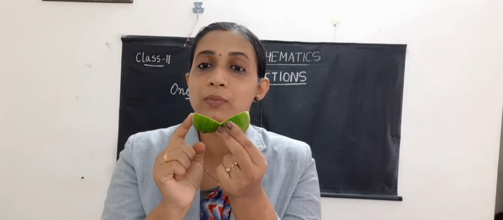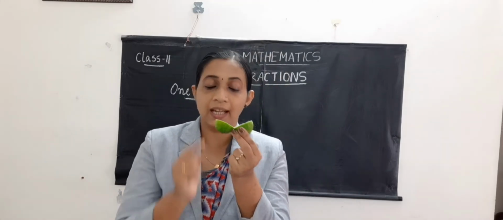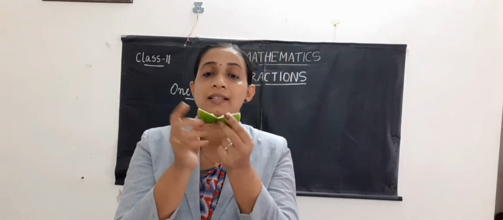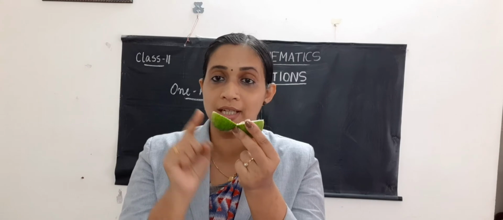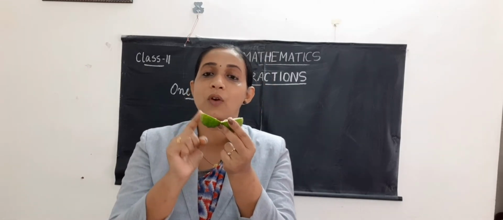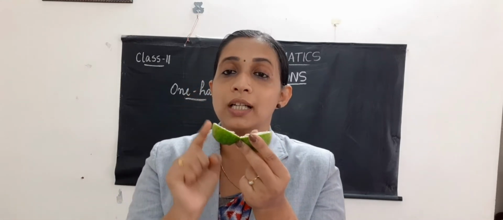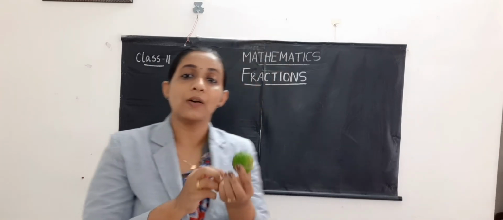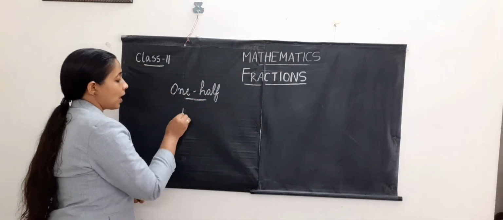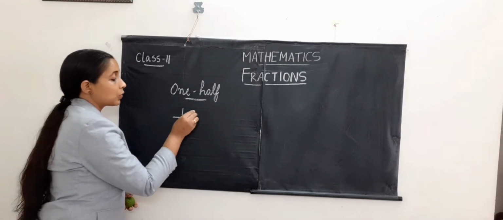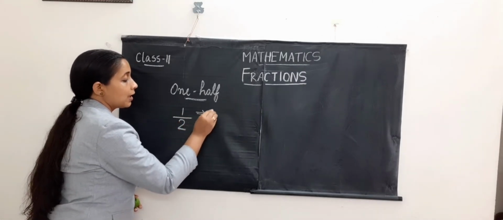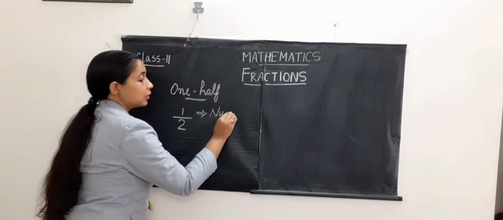Okay, and what do we call each part? Each part is called a fraction. So this part is one of two portions. Okay, this is one fraction of a total of 2. Okay, how will you write it? 1 out of 2. Okay, the number that you write on the top is called the numerator.